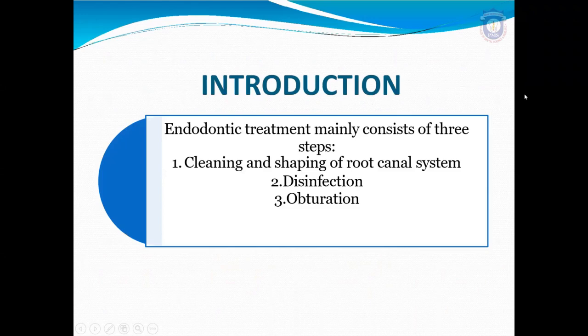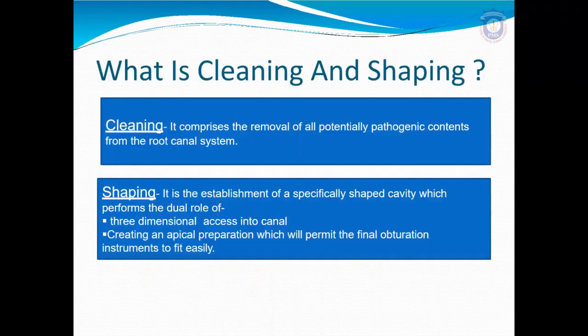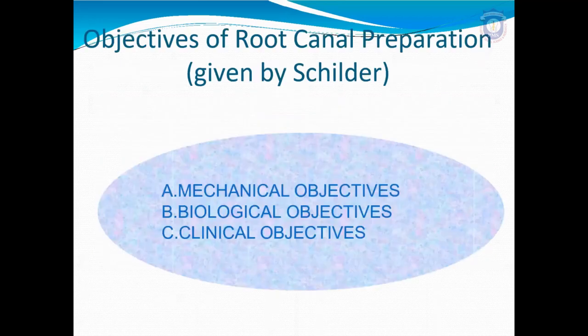Coming to the introduction, endodontic treatment mainly consists of 3 steps: cleaning and shaping of the root canal system, disinfection, and obturation. What is cleaning and shaping? Cleaning comprises the removal of all potentially pathogenic contents from the root canal system, and shaping is the establishment of a specifically shaped cavity which performs the dual role of 3-dimensional access into the canal, creating an apical preparation which will permit the final obturation of the instruments which will easily fit.